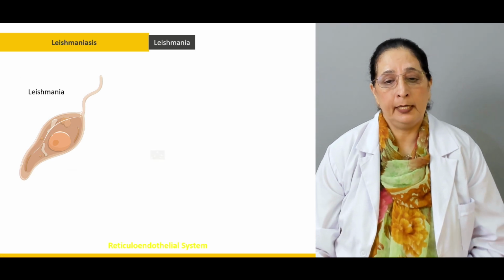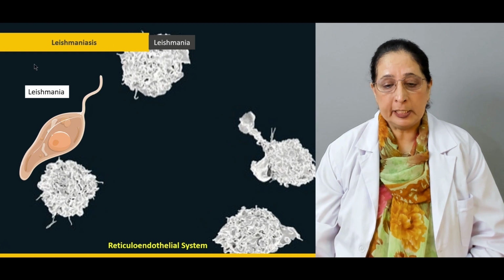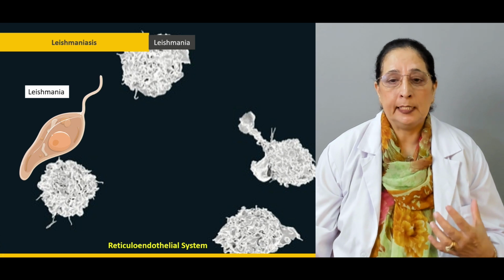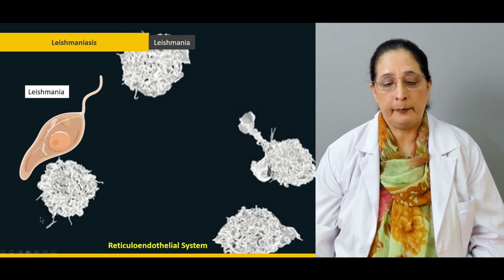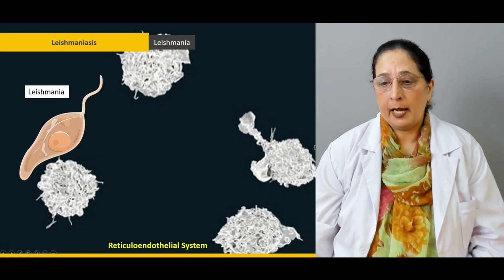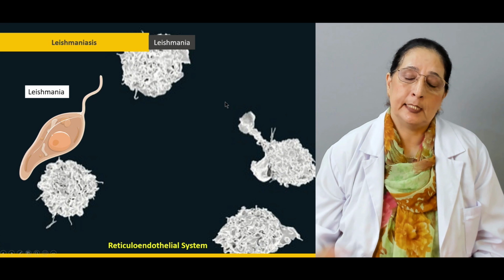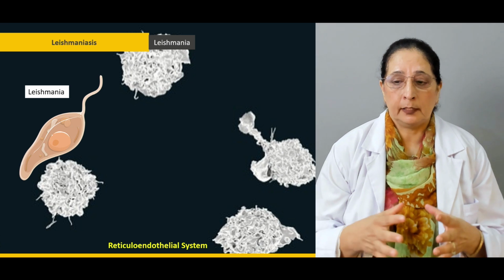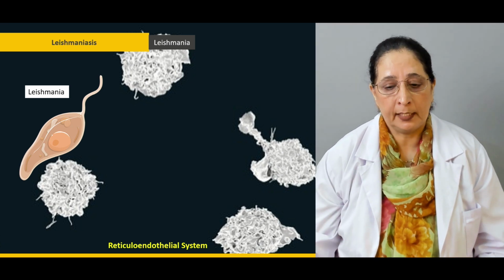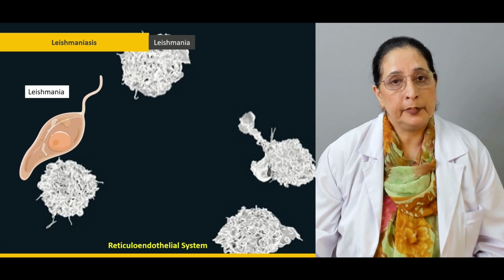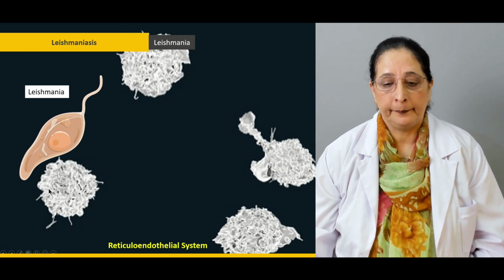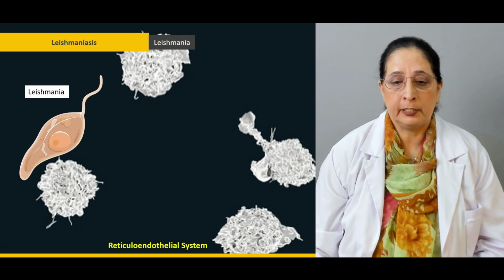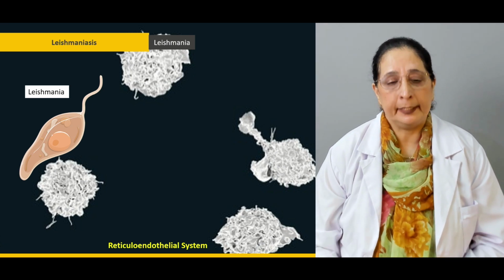is very commonly affecting the reticuloendothelial system. Reticulum is the meshwork or network, and it affects the reticuloendothelial system. It affects the macrophages, monocytes, all those cells that are part of the reticuloendothelial system. We also have the lymph nodes and then the macrophages, which are attacked by the leishmania.